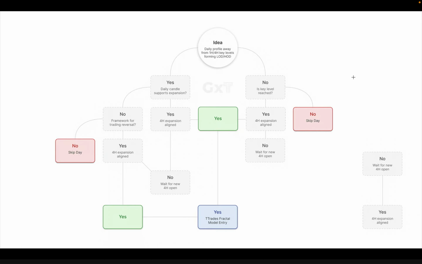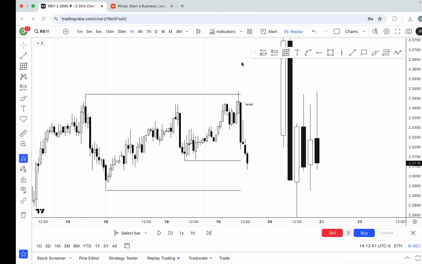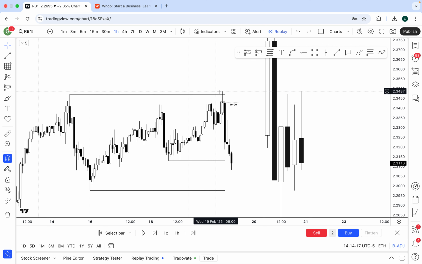We're going to be going over an example of how to use the flowchart. We're going to be walking through an example of RB of Wednesday's trading. So let's go ahead and go on the charts real quick. Let me show you what we're really framing here. We're framing a reversal off this external high.